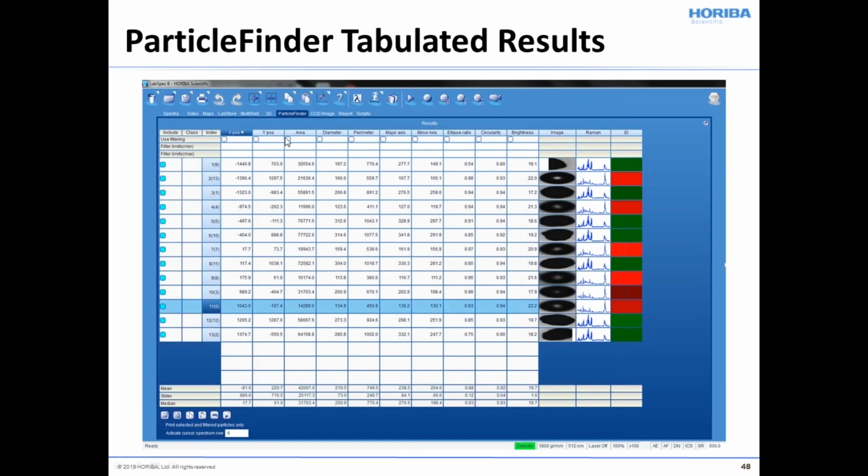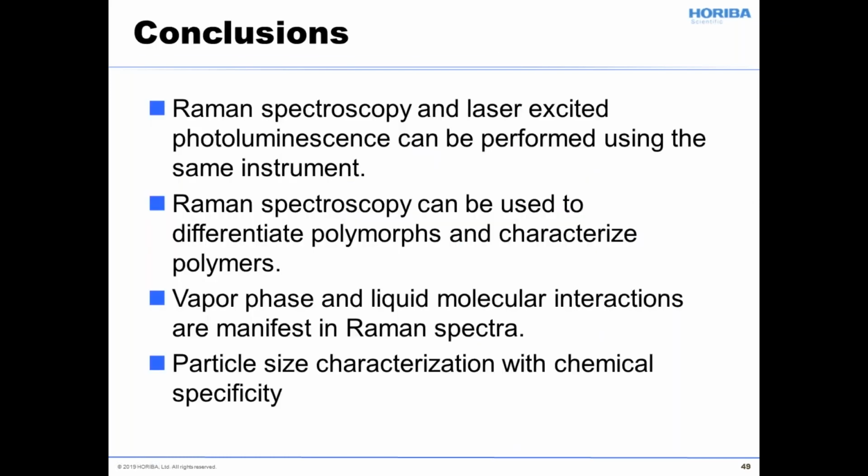All right, area, diameter, perimeter, ellipse ratio, the things that I've been mentioning, including a column with an image of that particle, the spectrum acquired from that particle, and then under the ID column, a color-coded identification of that particle based on the Raman spectrum. So that's the basic operation then of being able to perform chemical-specific particle size distribution and characterization. So I guess I've just finished my conclusions with the last item by saying that.